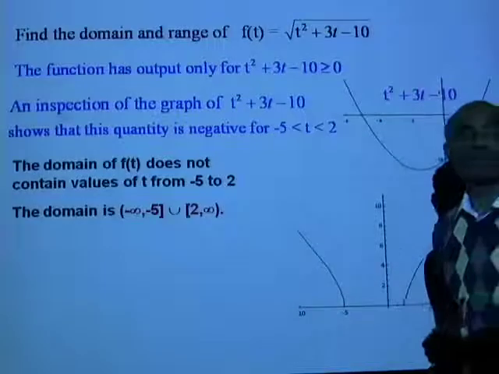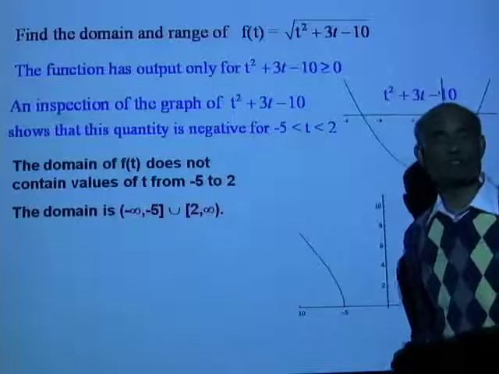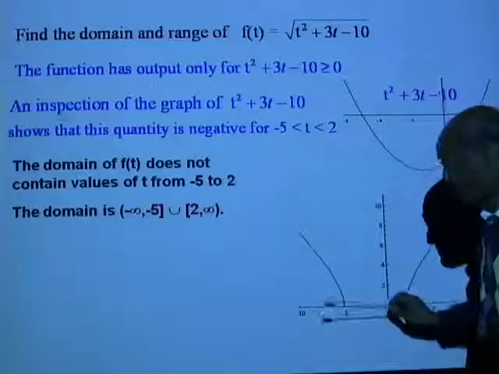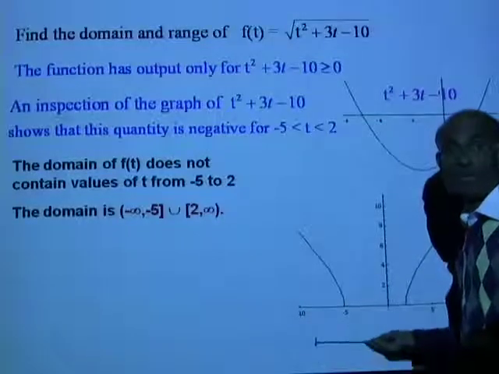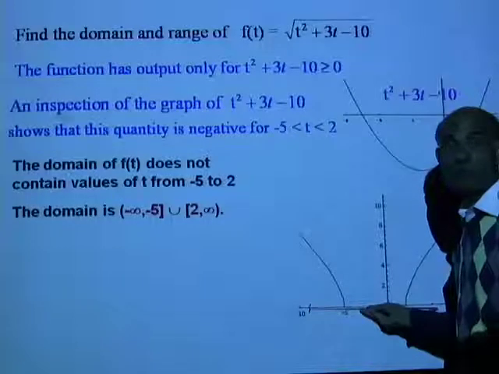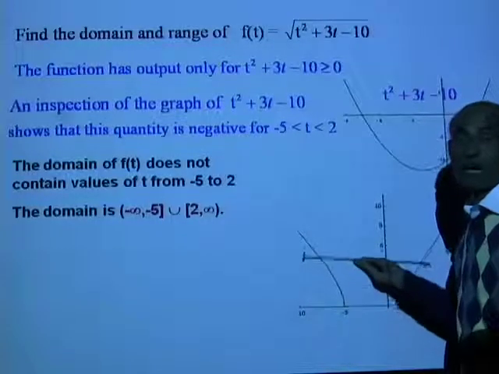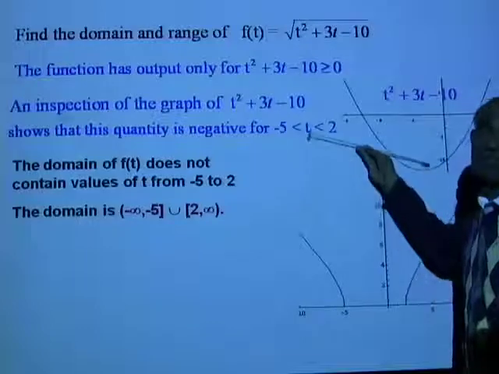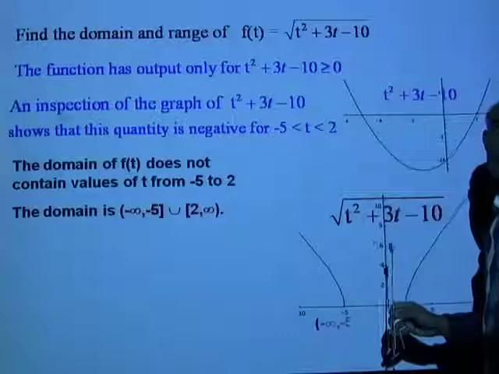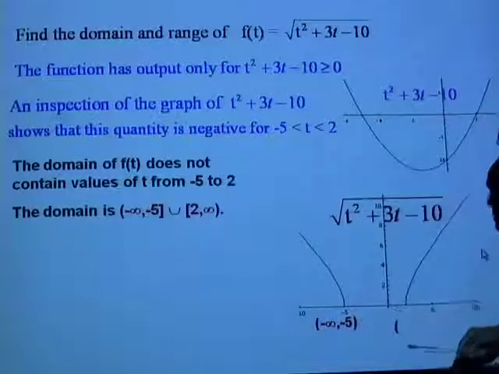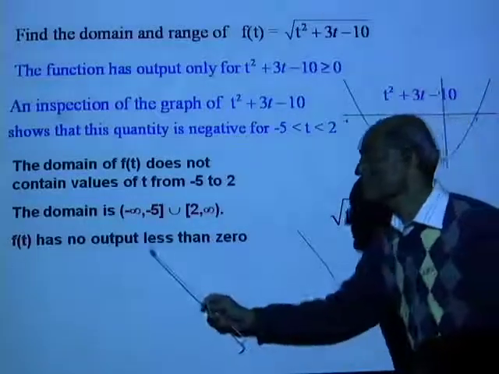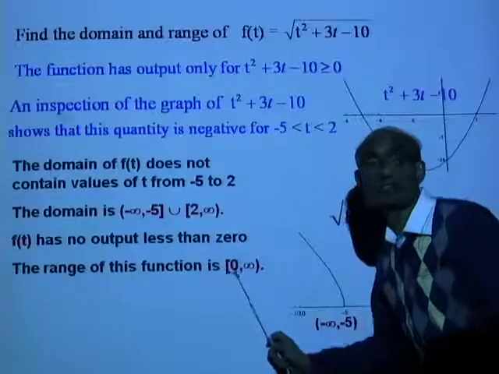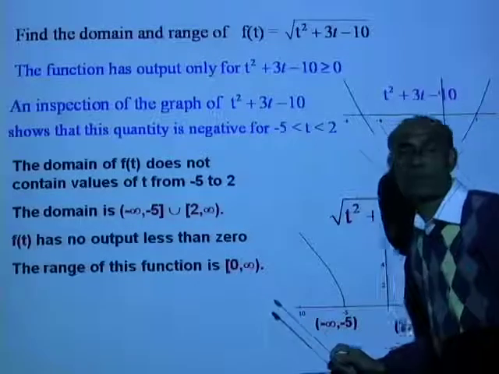Okay, look at the graph and tell me what is the range of this function. Well, the range is all possible outputs. There is no negative output. The minimum output is 0, and you can get any output greater than 0. Therefore, the range will be 0 to infinity, 0 included.